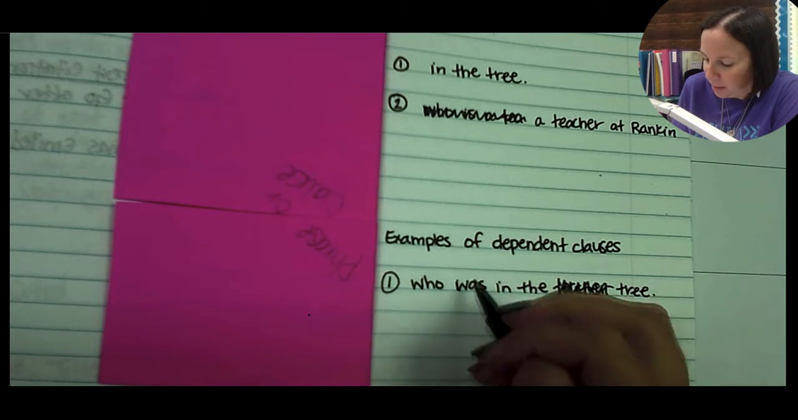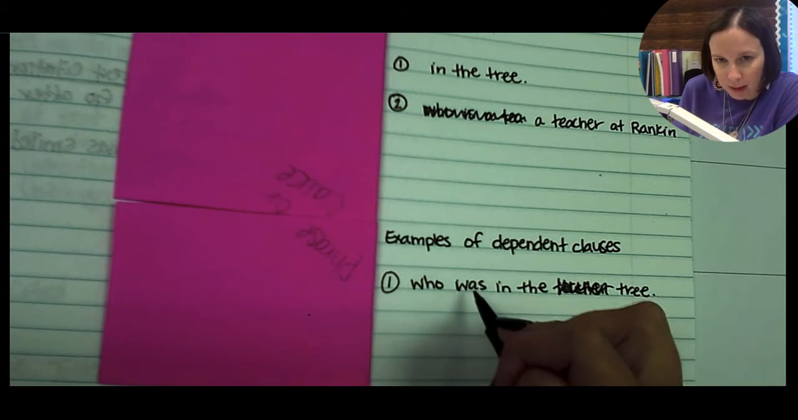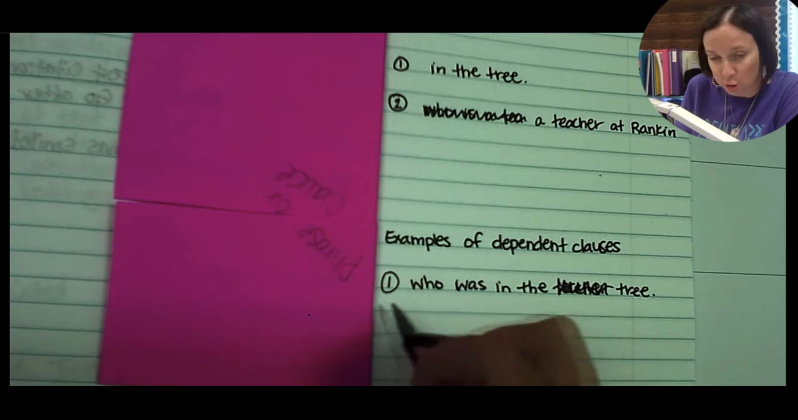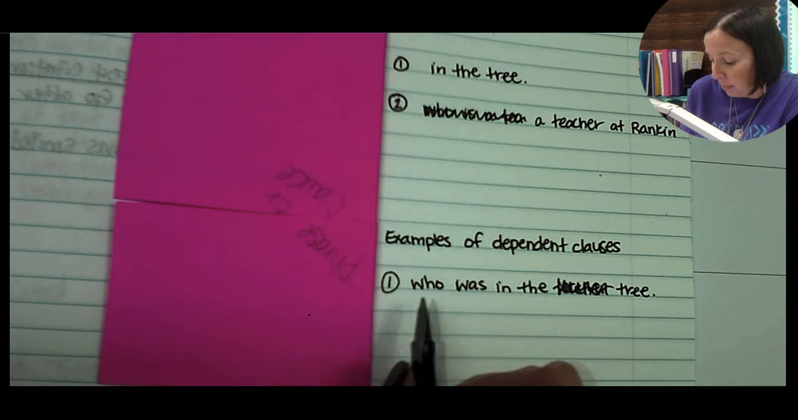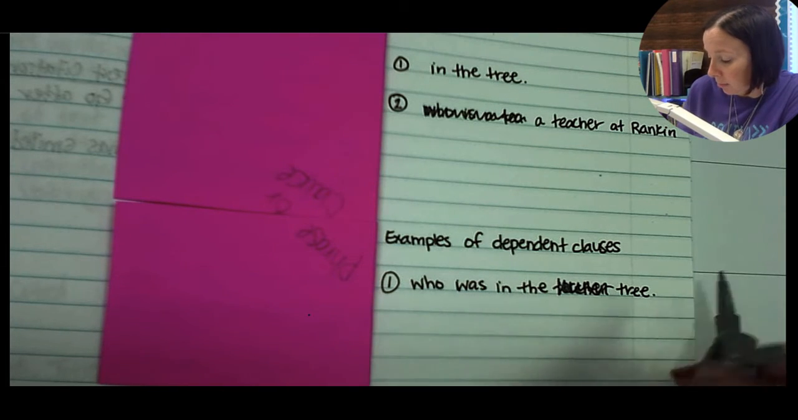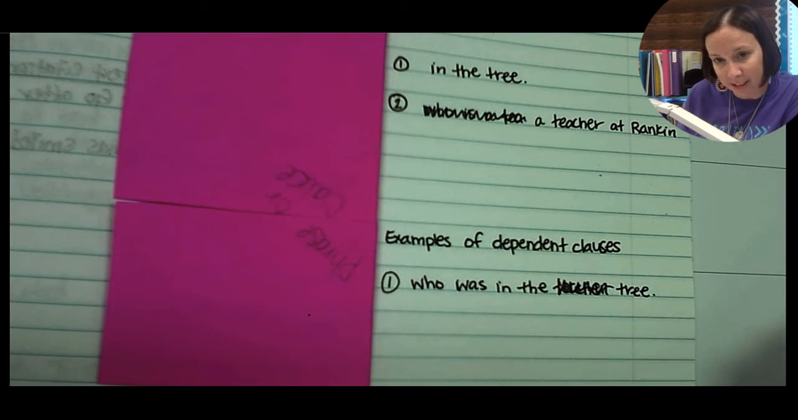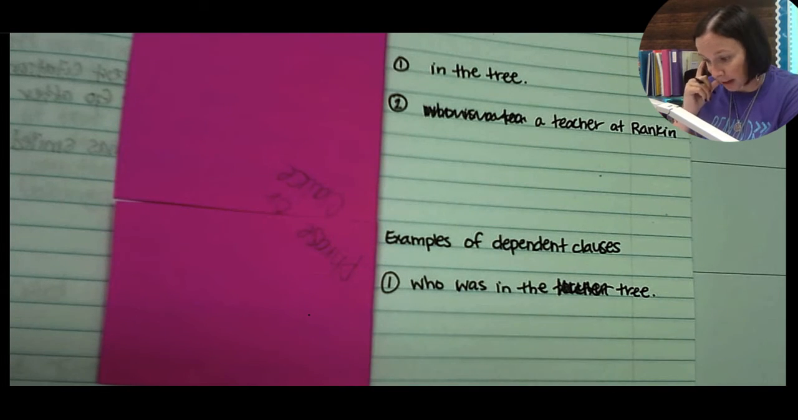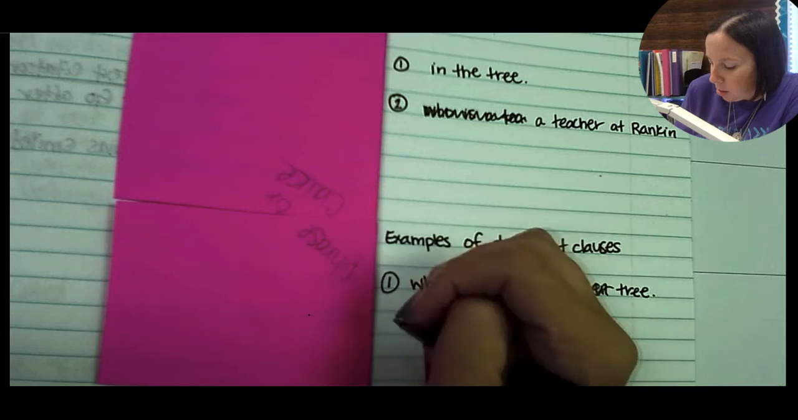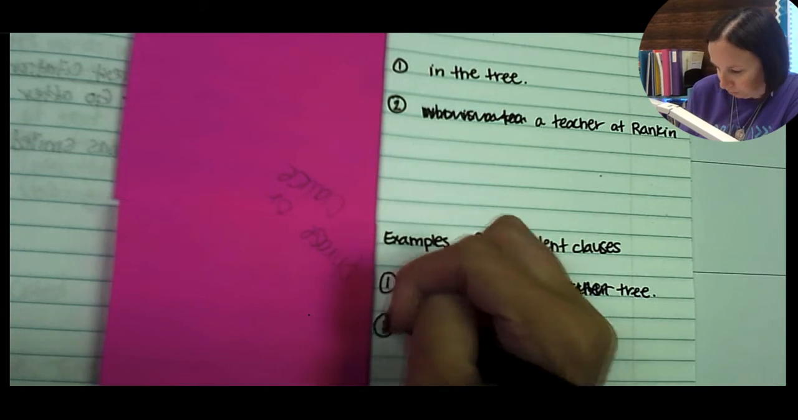Okay. So I have my verb was. But I don't actually say who was in the tree. So I could have said Mrs. Thompson, comma, who was in the tree, comma, and then added on to it. Okay. So that's one way that I could turn it into a dependent clause. So number 2.